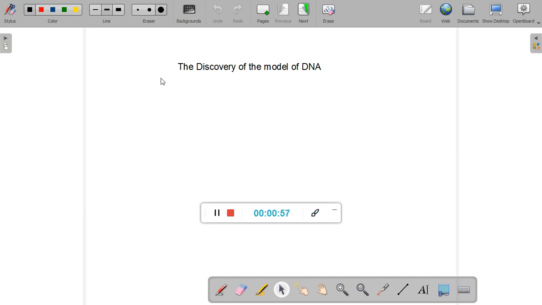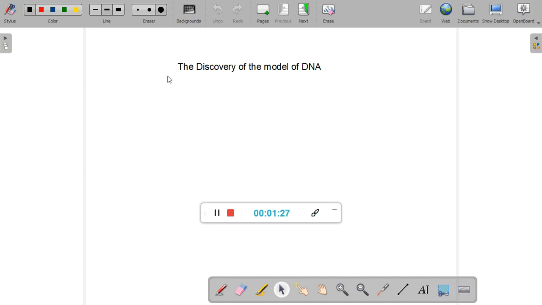Similarly, we looked at three brilliant experiments conducted by different individuals. We understood what the transforming principle was, as discovered by Griffith, and eventually that transforming principle was found out to be DNA and not any other molecule. So up till yesterday, we understood that DNA is the genetic material.